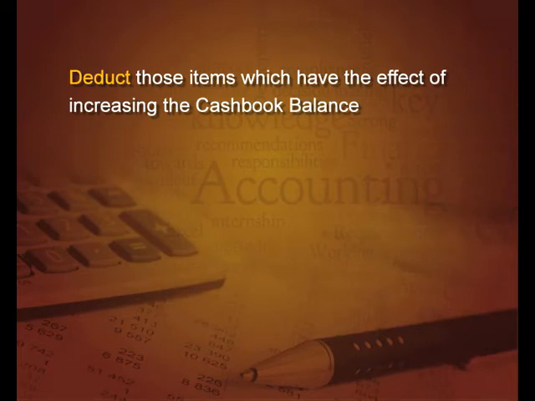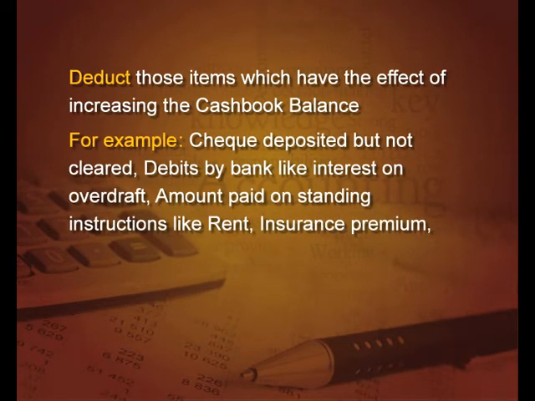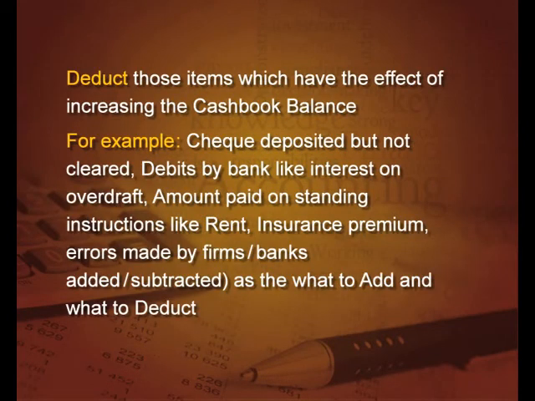Similarly, we will deduct all those items which have the effect of increasing the cash book balance. For example, check deposited but not cleared, debits by the bank like interest on overdraft, amount paid on standing instruction of the customers like rent, insurance premium, all these things will be deducted. Errors made by the firm or bank will be added or subtracted as the case may be. Now we will arrive at balance as per passbook.